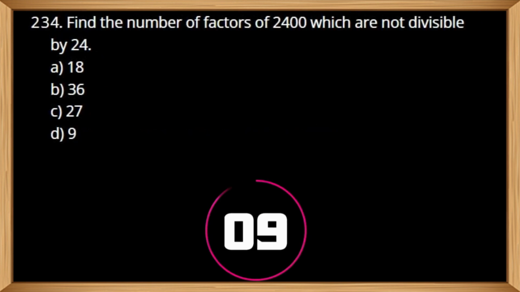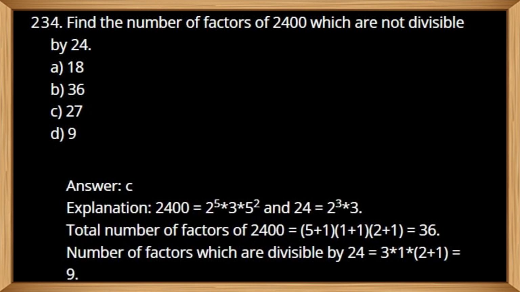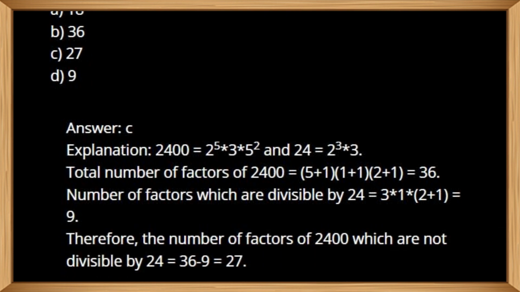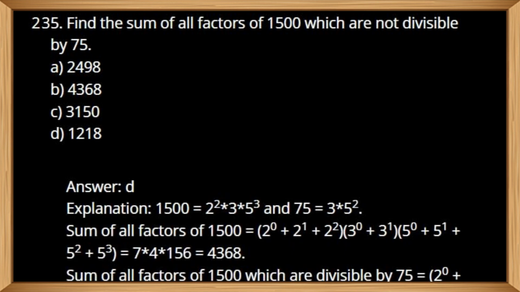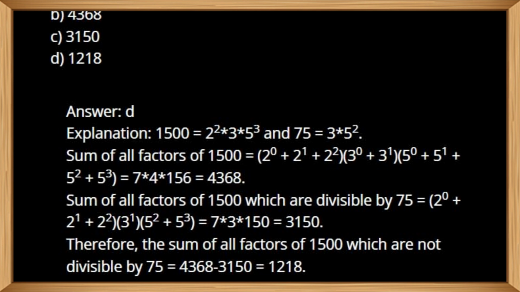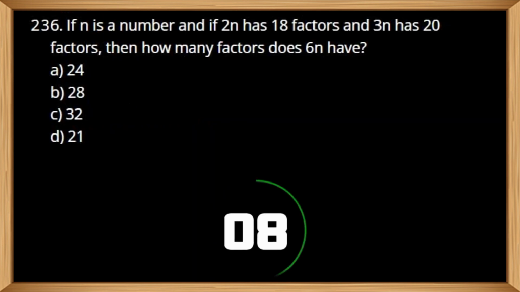Find the number of factors of 2400 which are not divisible by 24. Option C, 27. Find the sum of all factors of 1500 which are not divisible by 75. Option D, 1218.